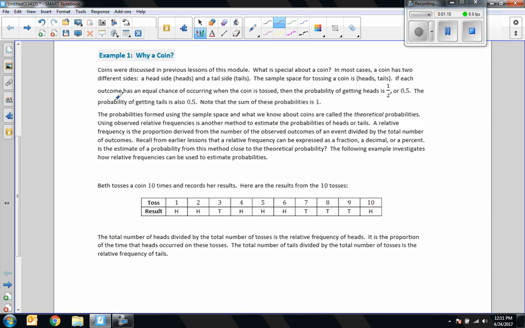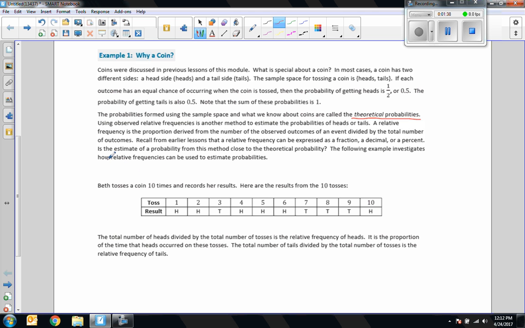Note that the sum of these probabilities is 1. And if you move the decimal places to the right, boom, 100%. Okay. The probabilities formed using the sample space and what we know about coins are called theoretical probabilities. Using observed relative frequencies is another method to estimate the probability of heads or tails.